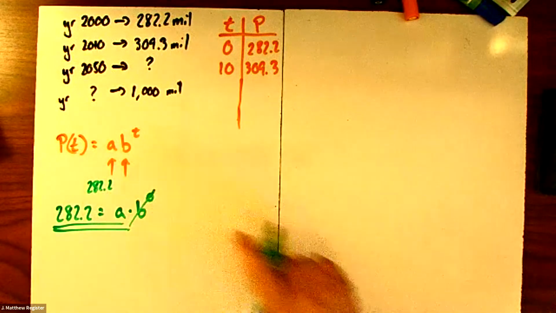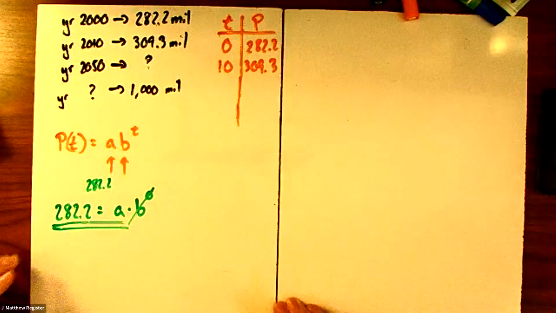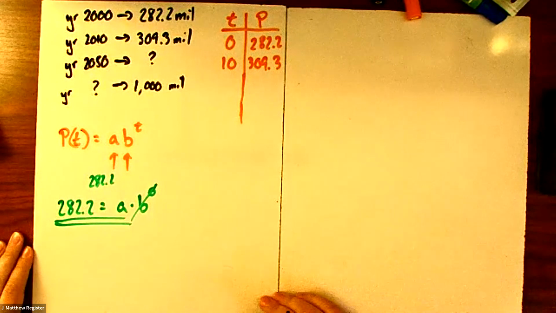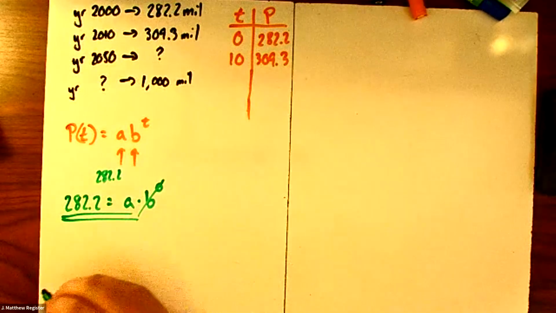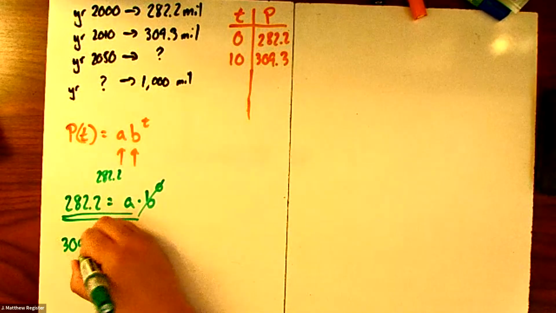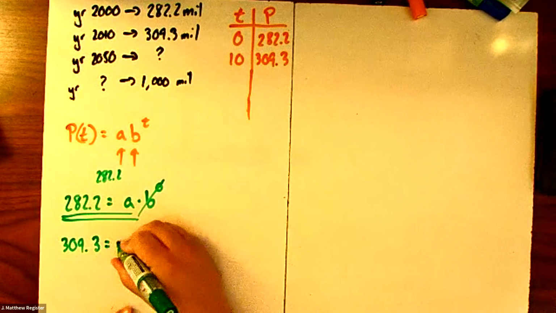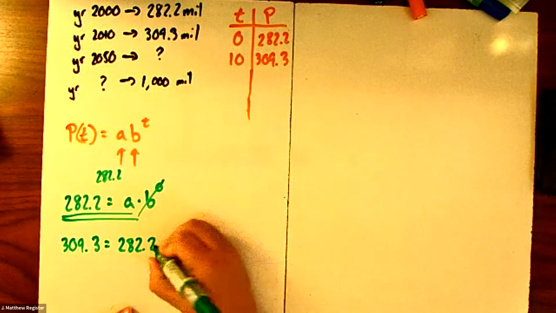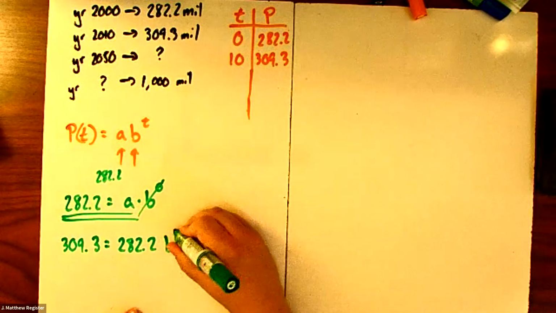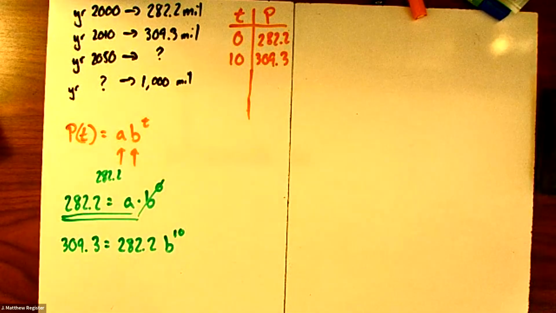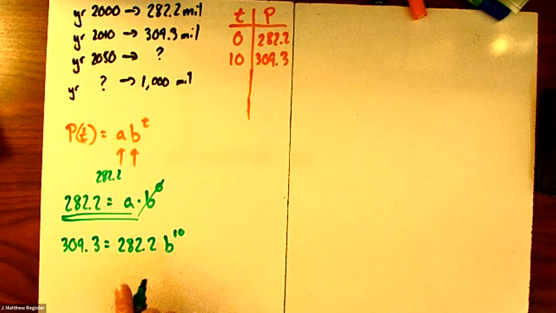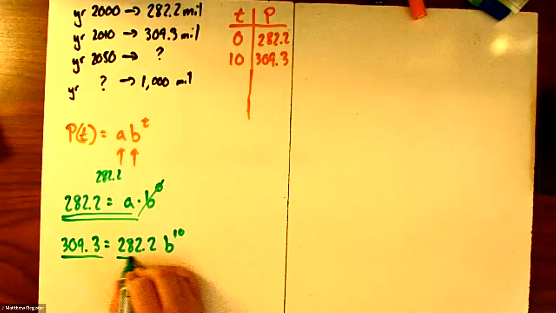To figure out B, it's going to be just plugging in the other one. Since we already know what A is, it shouldn't be that bad. The algebra, though, should be very gross, so let's see how bad the algebra gets. For the second one, 309.3 is equal to 282.2, which we already know our A value is, times B to the 10th. To solve for B, we need to divide both sides by 282.2.